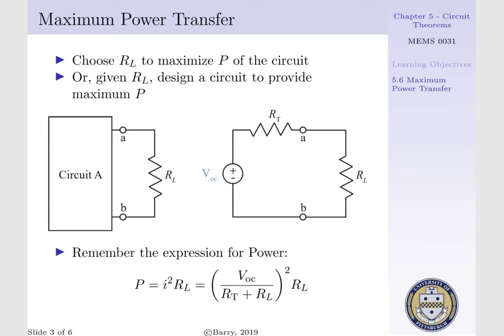Now, if we recall our expression for power, power is equal to I squared times R sub L, where I is the current running through our circuit. Now, I, expressed in terms of our open circuit voltage, Thevenin resistance and load resistance, is simply our open circuit voltage per the sum of our Thevenin and load resistances. Now, that leaves us with the following expression. Our power dissipated by our load resistance is equal to our open circuit voltage per the sum of our Thevenin and load resistances, this quantity squared, times our load resistance.